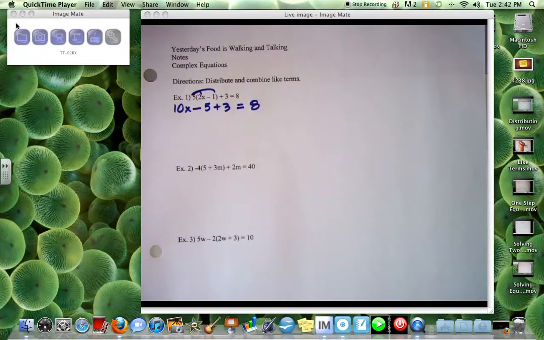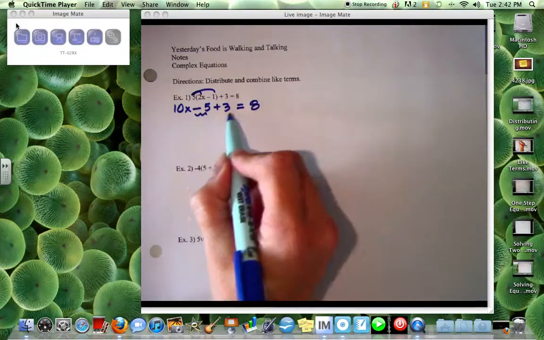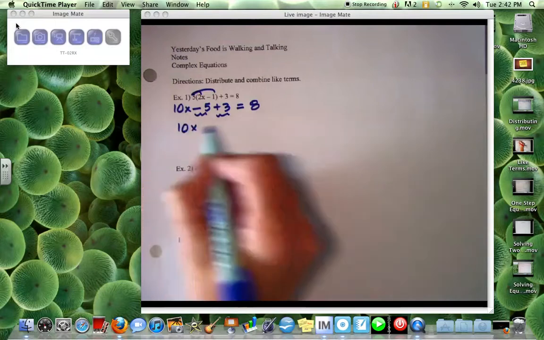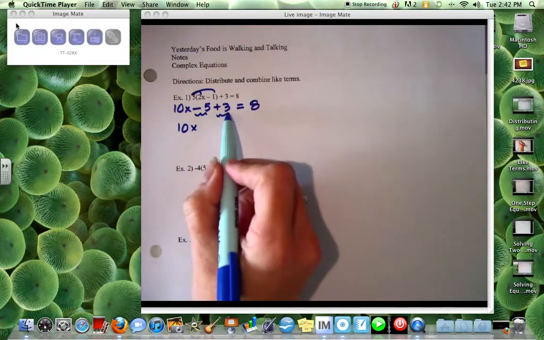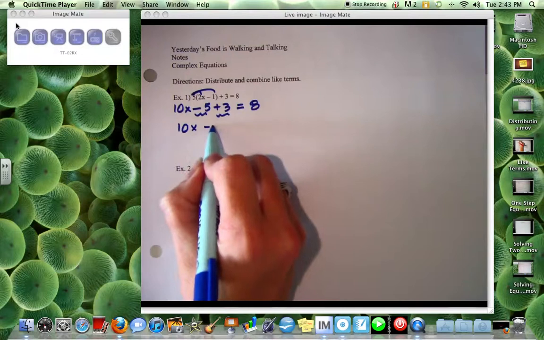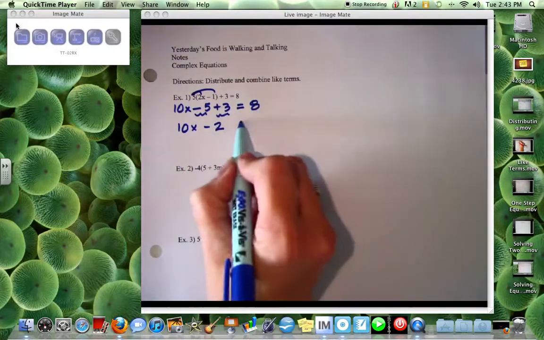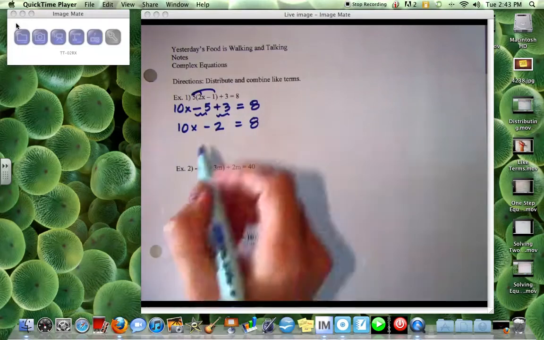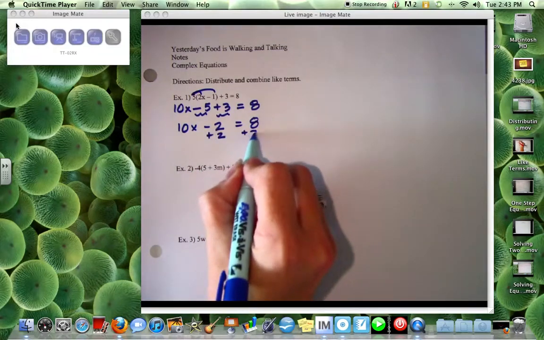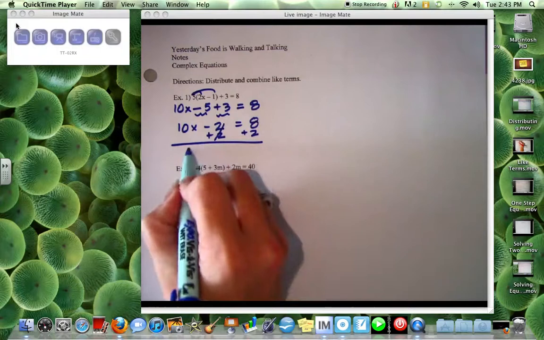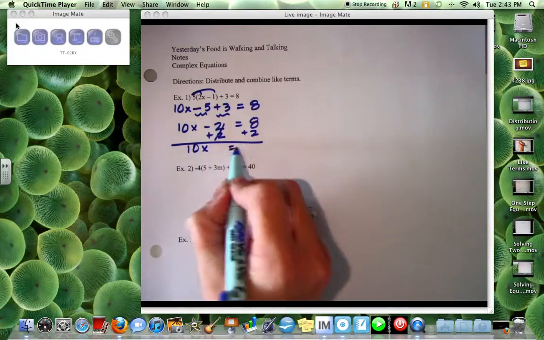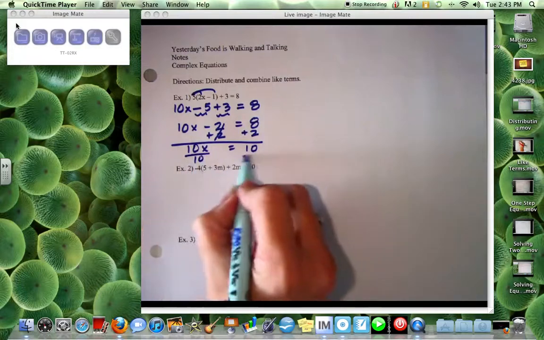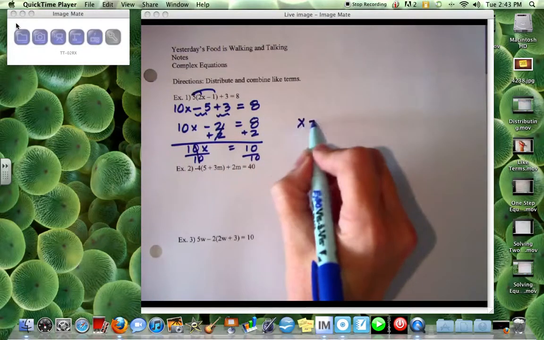Now we need to put together the like terms. So we have negative 5 plus 3, which are like terms. So bring down the 10x, combine the negative 5 plus 3, which gives us negative 2, bring down the equal sign, and 8. Now it's a two-step equation. We add 2 to both sides. The 2's cancel. We have 10x equals 10. And the last step, divide both sides by 10. X equals 1.